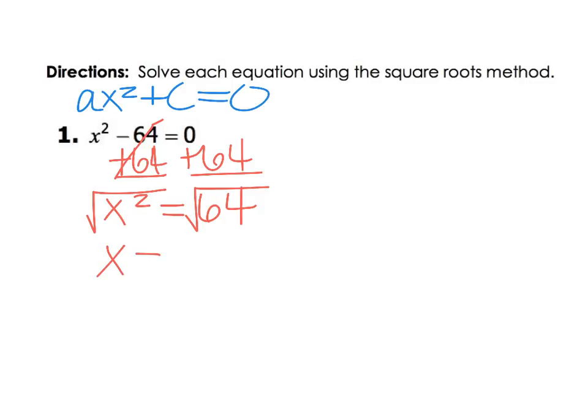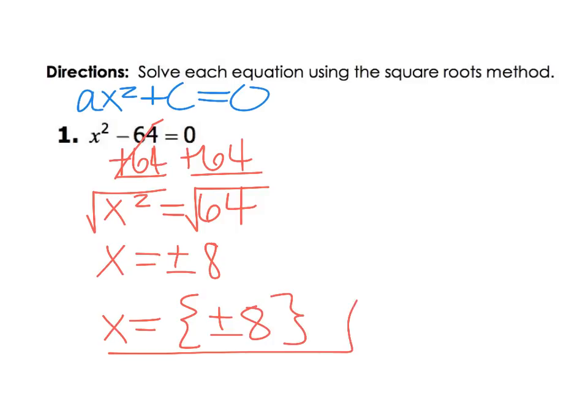x. And the square root of 64 is 8, but we have to remember to put the plus or minus symbol after it, or before it. So our solution is x equals, we place it in a solution set and we say plus or minus 8. Alright, and we just solved this quadratic equation using the square root property.